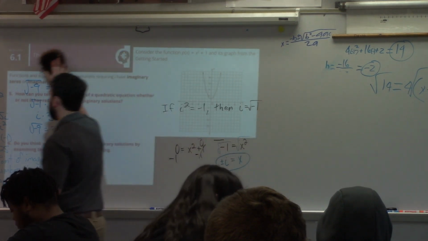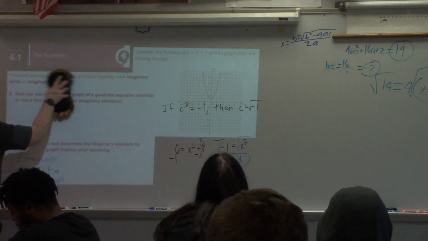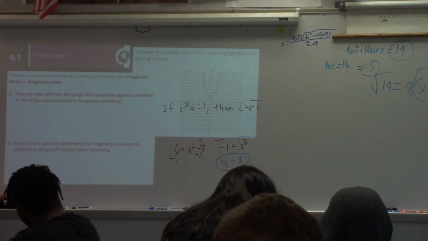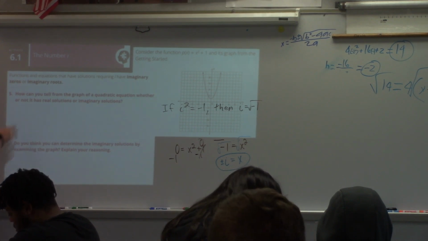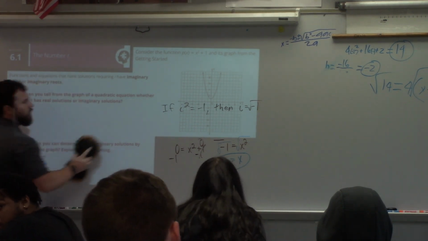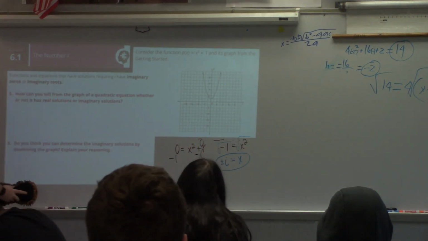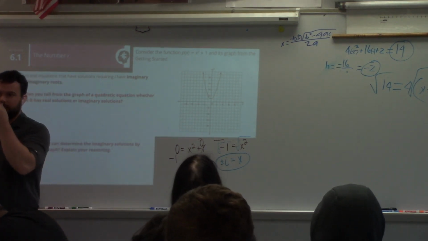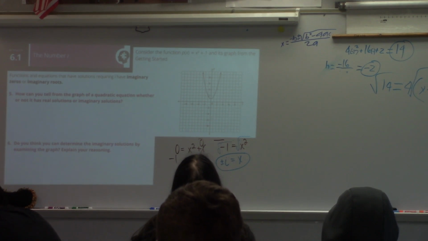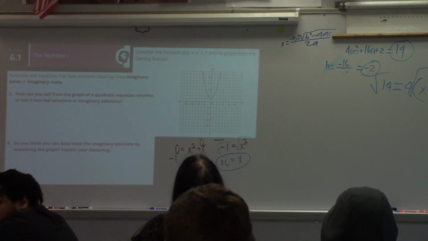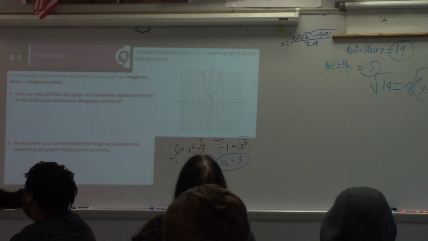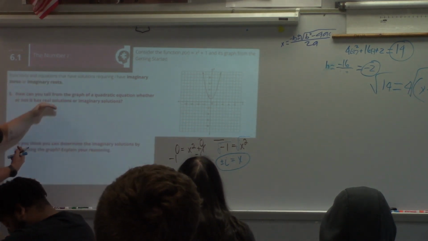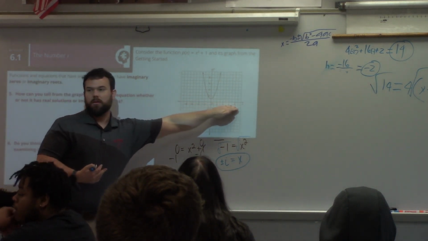Now, number 5, in the detail just above it: functions and equations that have solutions or zeros or roots that require i have imaginary zeros or imaginary roots. And so how can you tell from the graph if there are real solutions or imaginary solutions? Why did this function have imaginary roots? There were no x-intercepts. Remember, the x-axis is all of what type of numbers? Real numbers, right? So if there are real solutions, the graph has to intersect the x-axis.